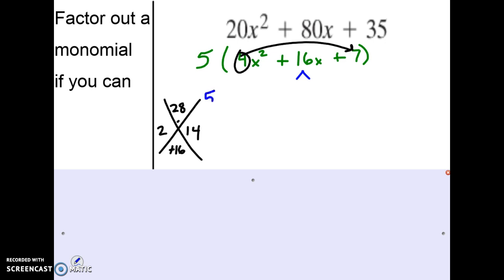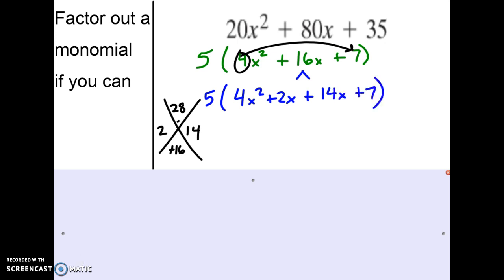Now I have to rewrite everything. So we have 4x squared, and that 2 is going to line up with the 4 because the 14 is going to line up with the 7 a little bit better with common factors. So I'm going to go plus 2x plus 14x plus 7.